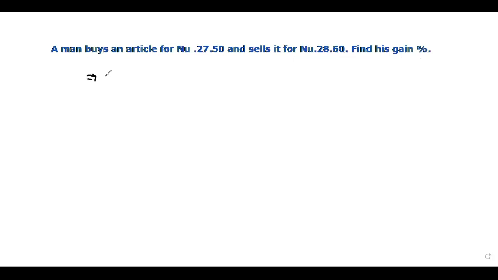So when you see this question, this is the cost price, right? A man buys an article for 27.5. That will become your cost price. Then he sells it for 28.60, that will be the selling price. The question is asking us to find the gain in percentage. So how to find this?